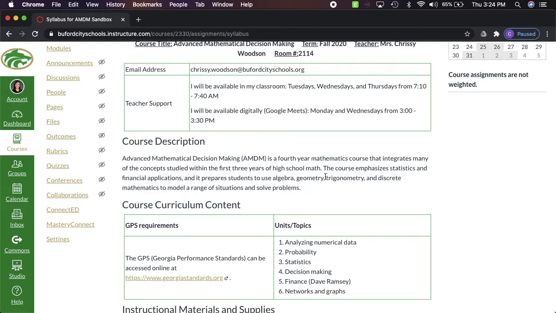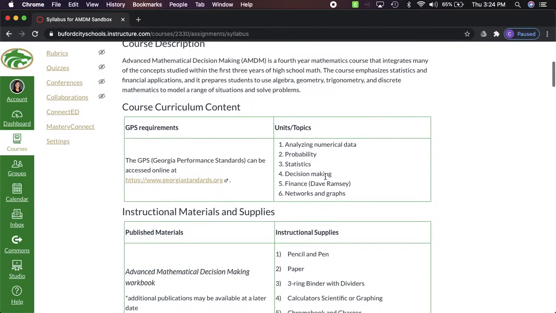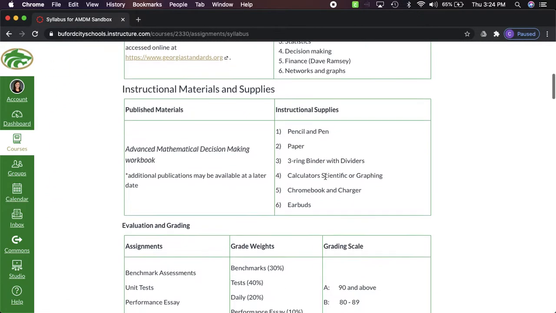AMDM is the fourth year class, and it's basically taking what you've learned the past 3 years in algebra, geometry, and trigonometry, which we call advanced algebra, and applying them to real world situations. So you can see the different topics that we are going to talk about.